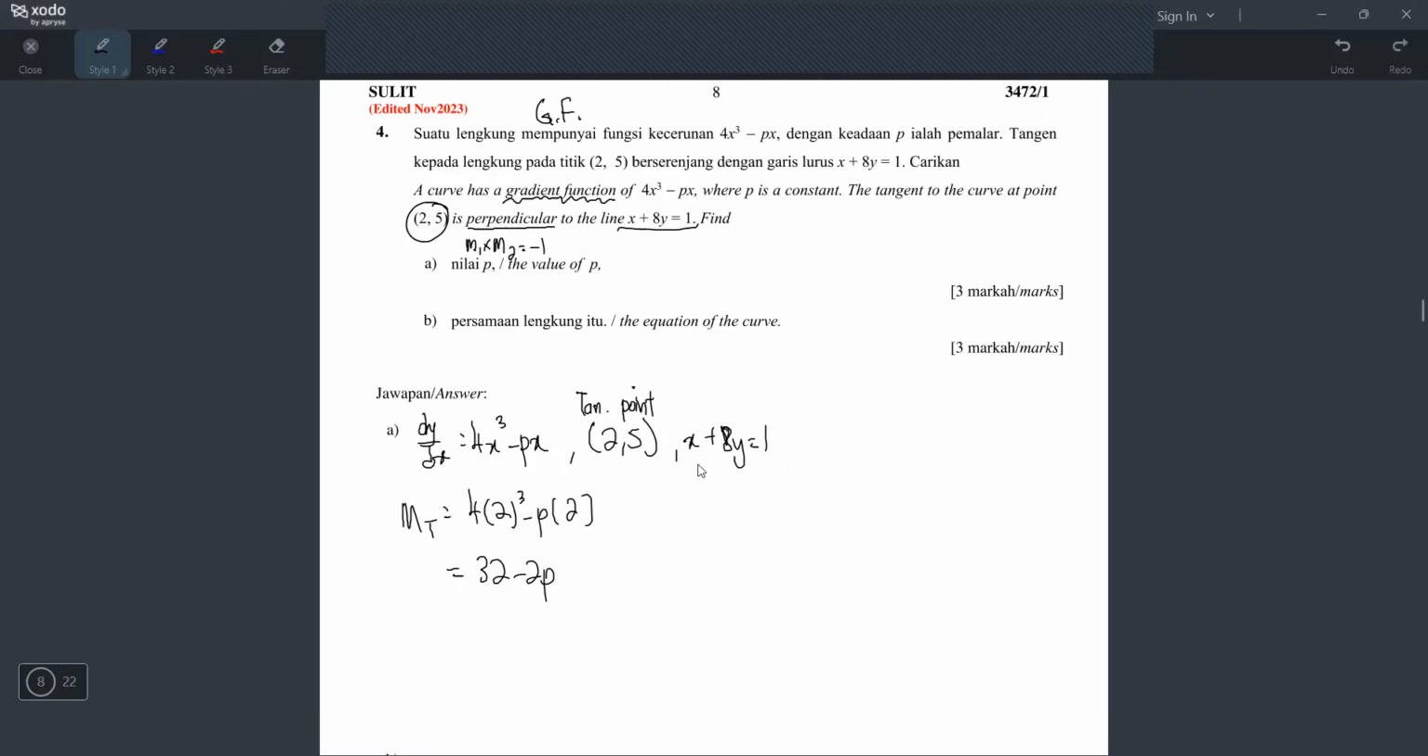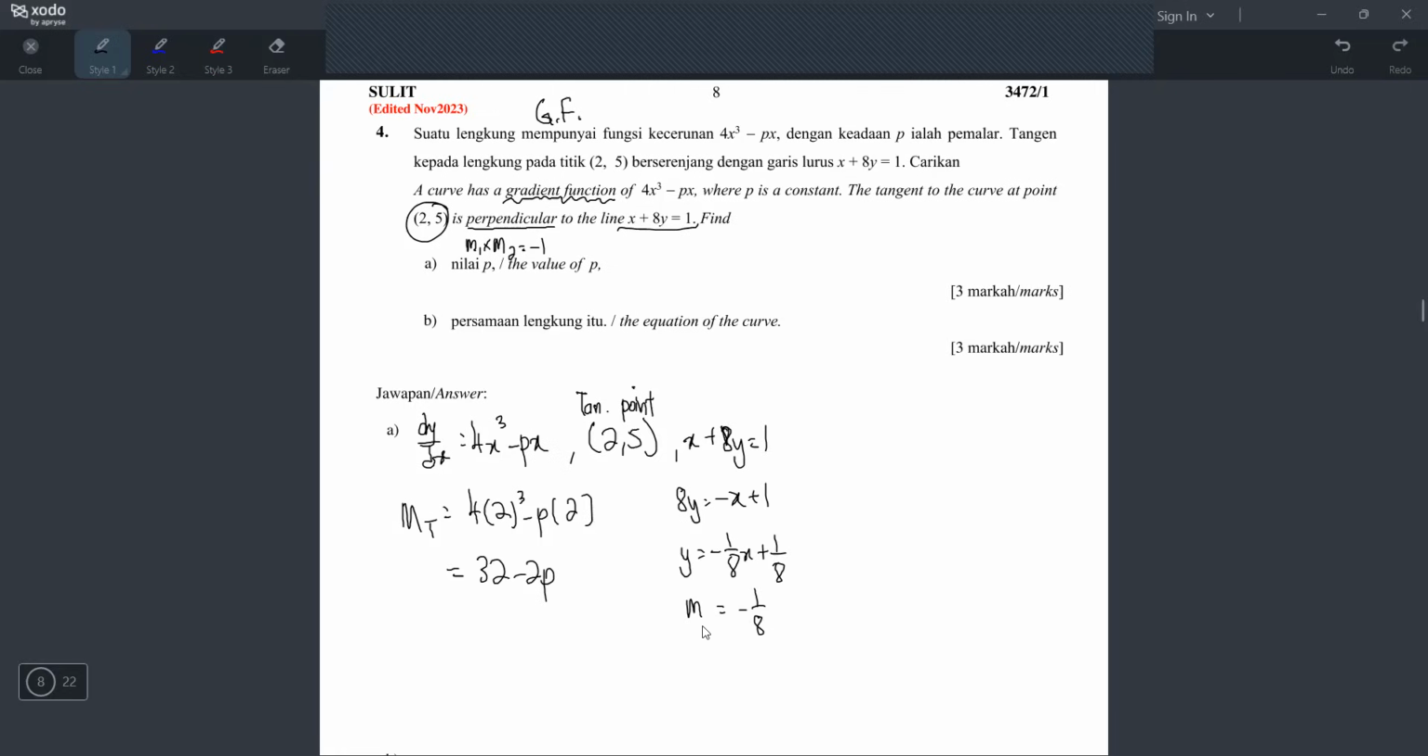So what we can do now, we can find the gradient of this line by changing it to linear form. Linear form means y equals mx plus c. It means we make y the subject. So the x, I will move it over, becomes -x plus 1, and then to make y the subject, divide by 8, which is -1 over 8 x, plus 1 over 8. And why I convert this to this form is because now it's linear form, y equals mx plus c, and I can determine the gradient, which is -1 over 8.